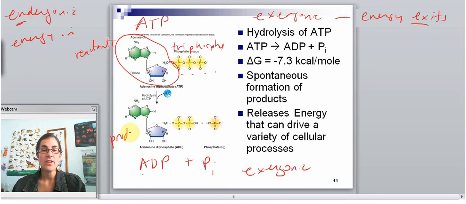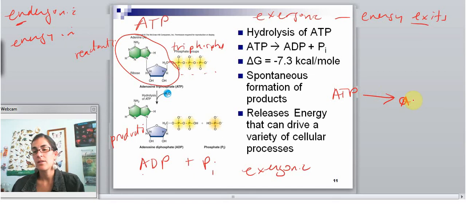These are my products. This reaction, I'm just going to rewrite it here for simplicity, has a negative delta G, to the tune of negative 7.3 kilocalories per mole. A kilocalorie is like a calorie, so this is actually the measurement that's used on food. So again, this is an exergonic process.